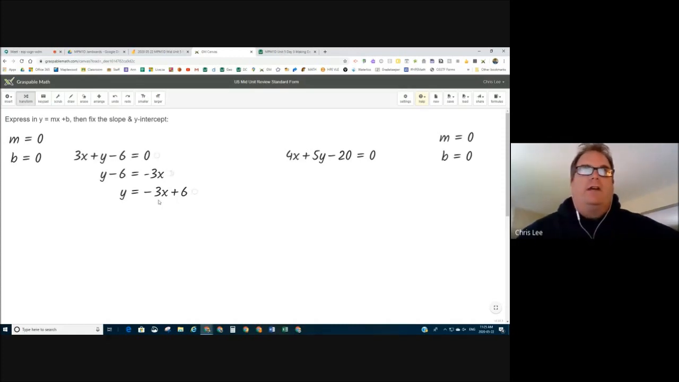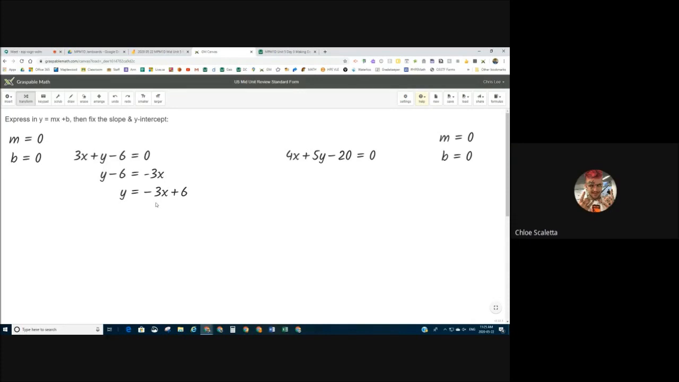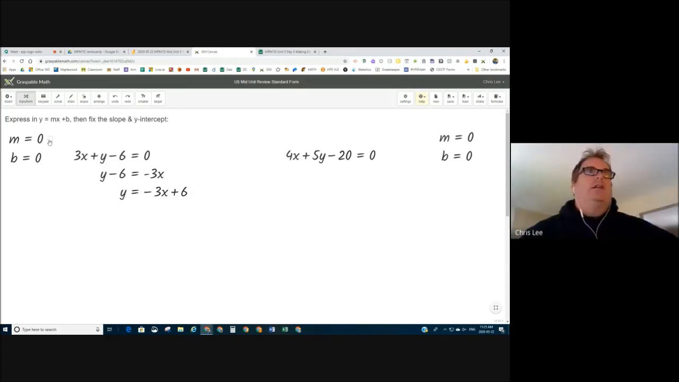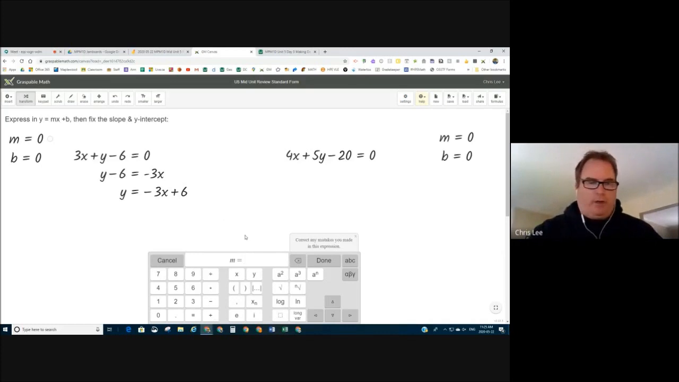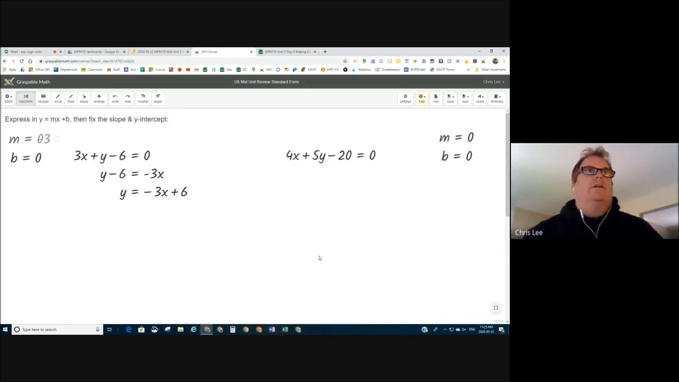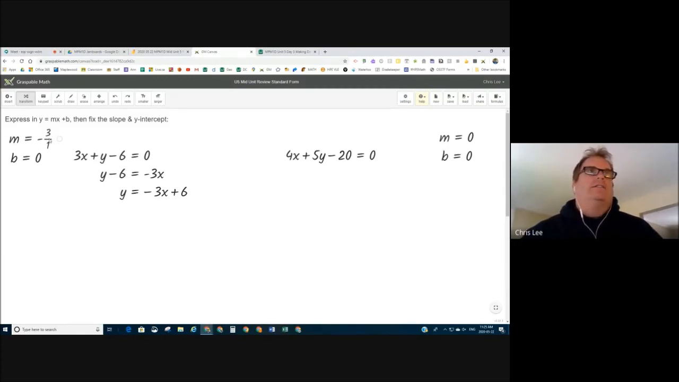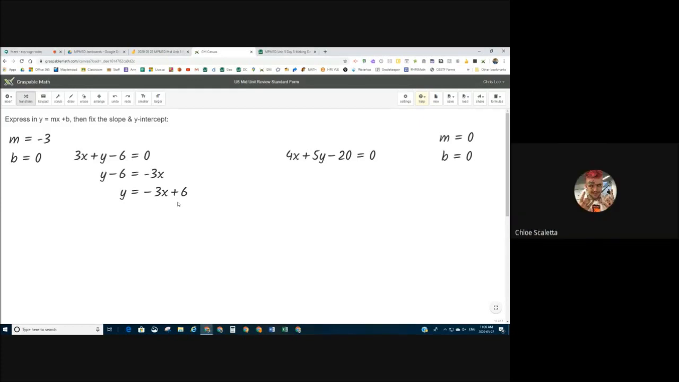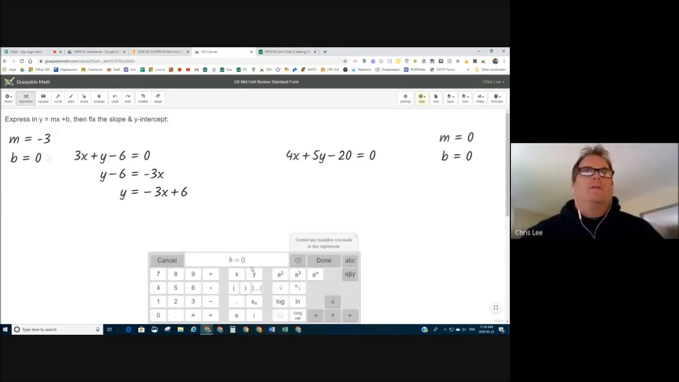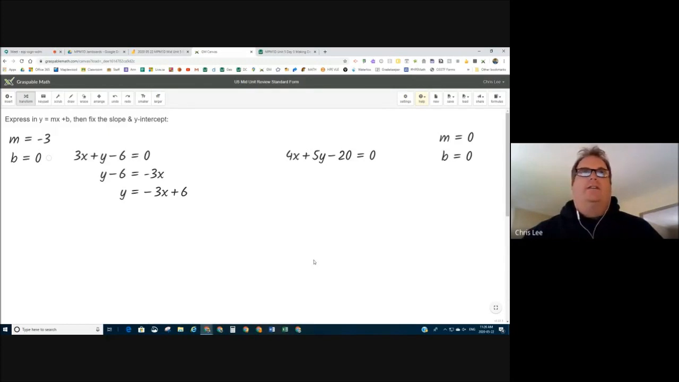Can someone tell me what the slope for this is? -3. 3 over 1. Yes, good. -3 or -3 over 1. Excellent. Both are equally correct. I think if I even typed in -3 over 1, it would convert it to -3. Great. And what's the y-intercept for this? 6. Yes, good. So if I click on that, change this to 6, we have that question done.